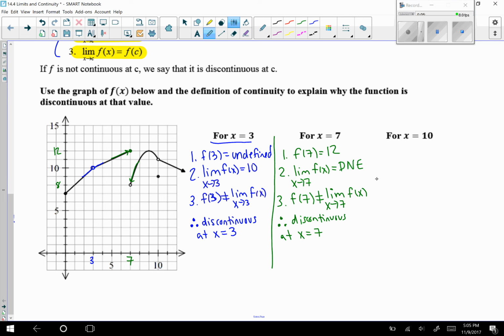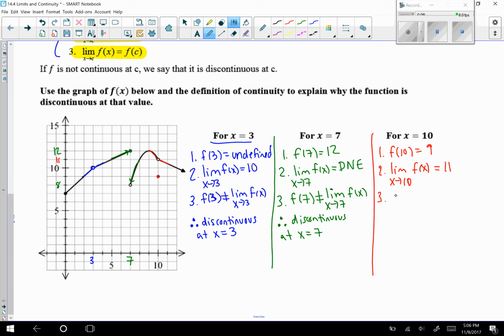So now let's go ahead and look at an x value of 10. For x equals 10, we're going to do the same thing. The first part of my rule is to define what f of 10 is equal to. At 10, we see a closed circle right here, so it's equal to 9. Then the second part of the rule is looking at the limit as x approaches 10 for the function f of x. As we are approaching an x value of 10, from the left side and the right side, we're approaching the same value, which is 11.